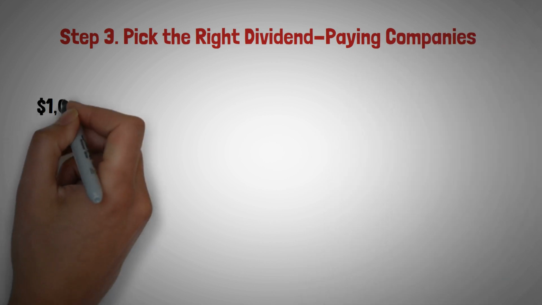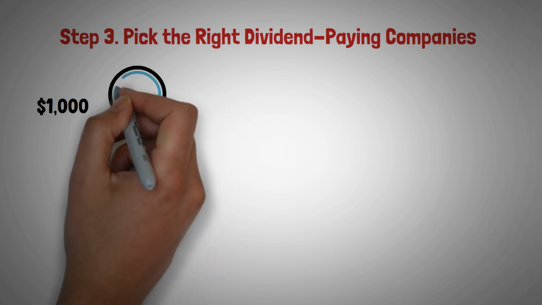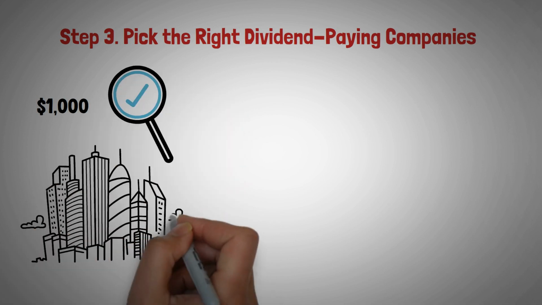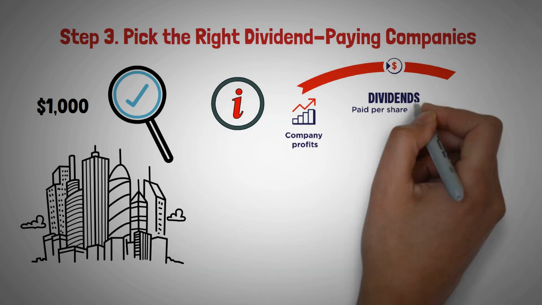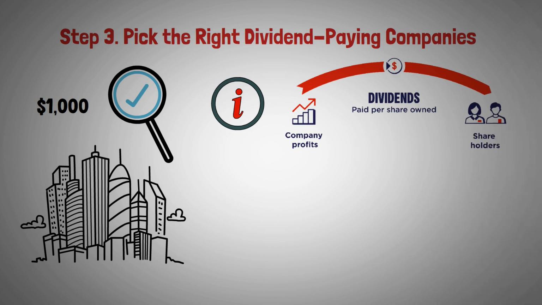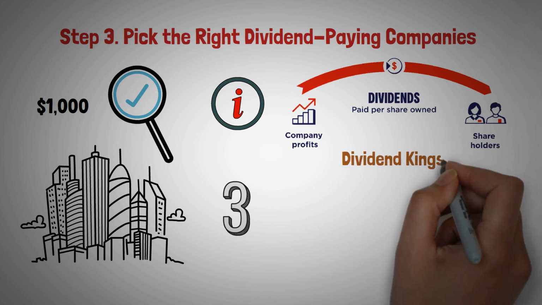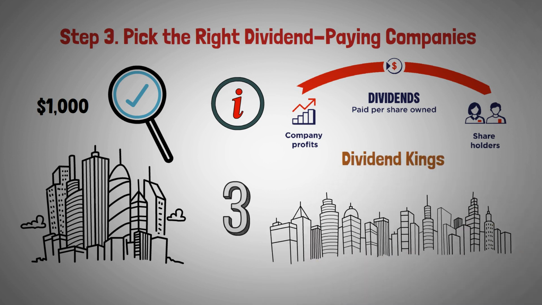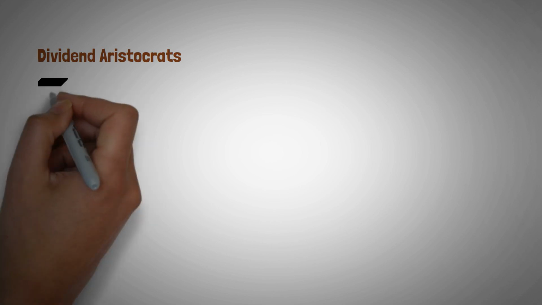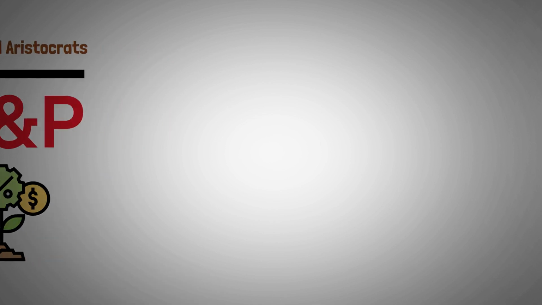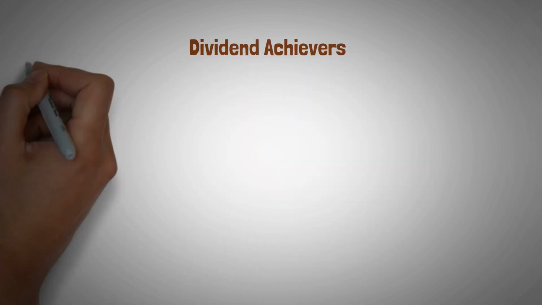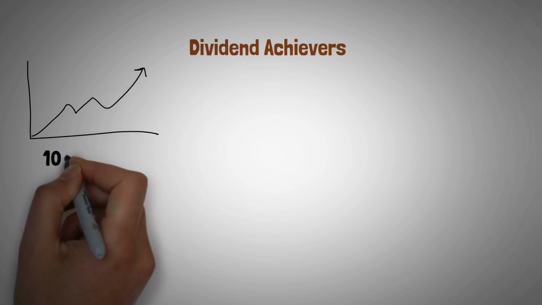When aiming for $1,000 in monthly dividends, choosing the right dividend-paying companies is crucial. History can be a great indicator of future performance, especially for dividend-paying companies with a consistent track record of dividend payments. Consider these 3 valuable lists. Dividend Kings, which are companies paying and increasing dividends for at least 50 years. Dividend Aristocrats, which are S&P 500 companies with at least 25 consecutive years of dividend increases. And Dividend Achievers, which are companies increasing dividends for at least 10 years.